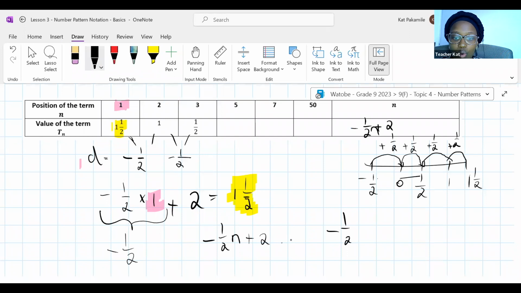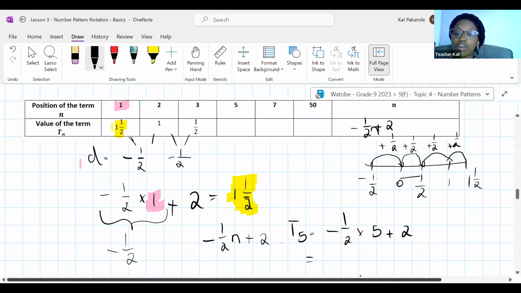So T5 equals negative a half times 5 plus 2. Negative a half times 5, guys, or negative and a positive give you a negative. Half times 5 is 2.5. And then you add 2. Okay? 2.5 plus 2 is going to leave you at negative a half. So here we're going to be at negative half. Check yourself if you've done this.